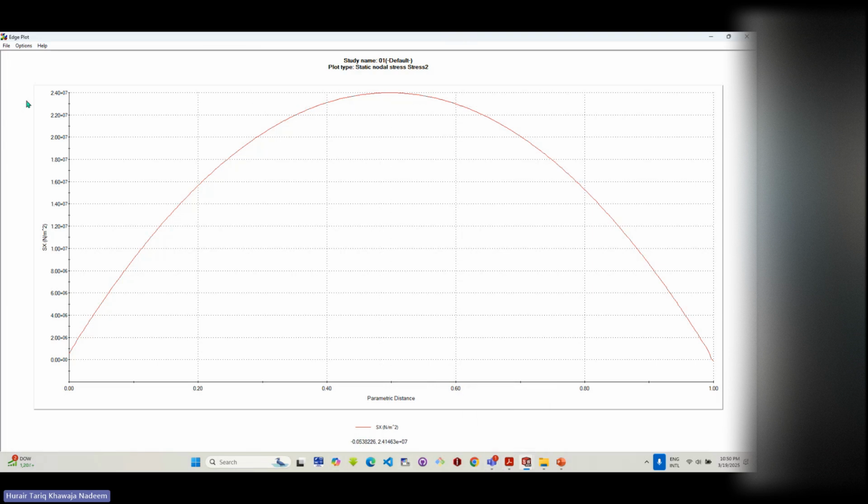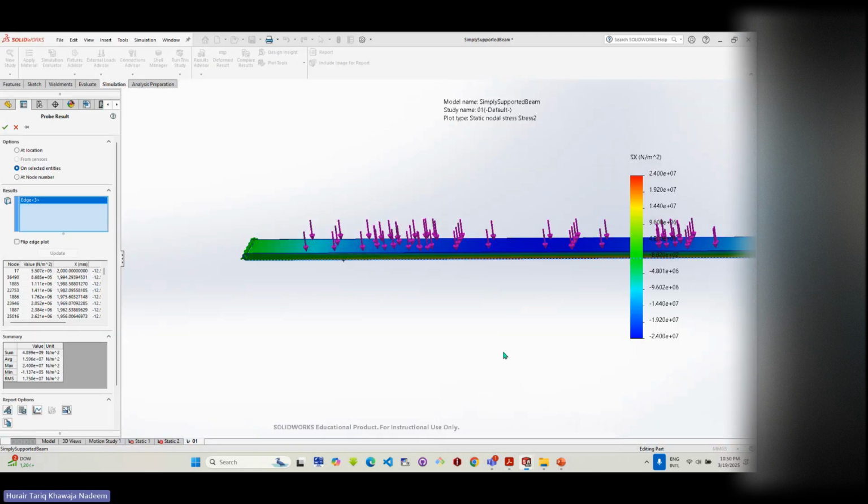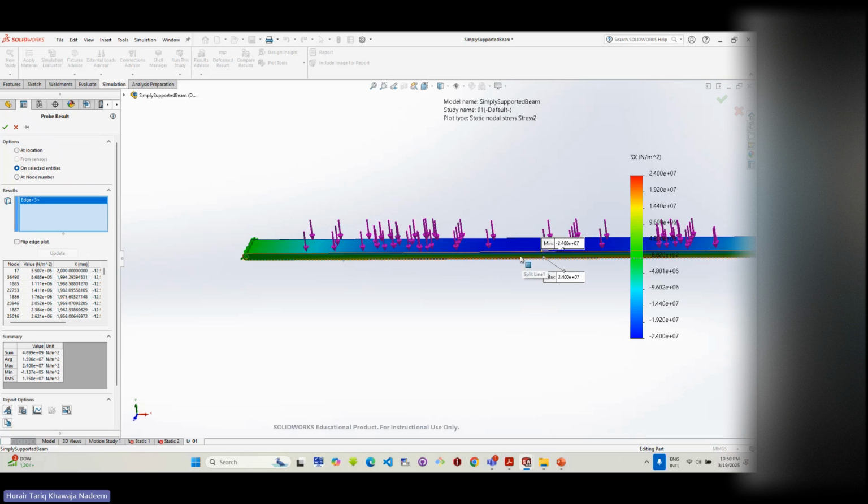And why do you have a positive number? Because I have chosen the bottom edge. The bottom edge is actually stretching. It's in tension. The top edge is actually in compression. If, for example, you make it for the top one, it's going to give you the opposite direction. It's going to give you a negative value. But somehow it's not working because it's divided. Okay, that's why it's not working.